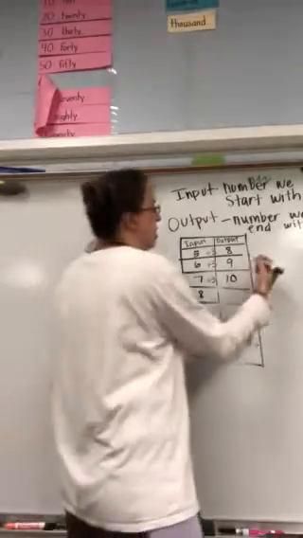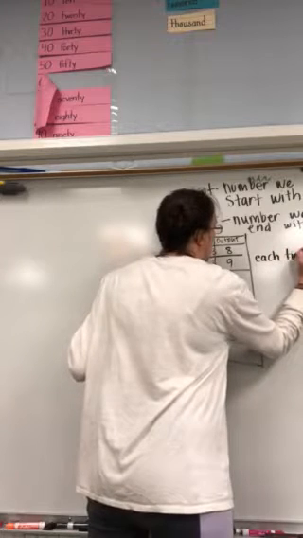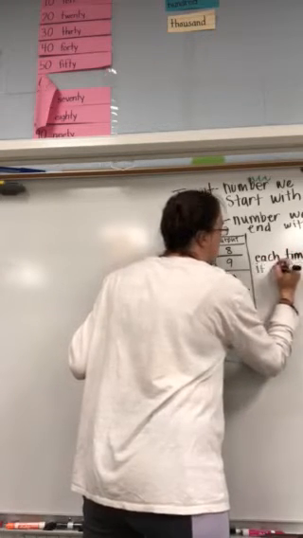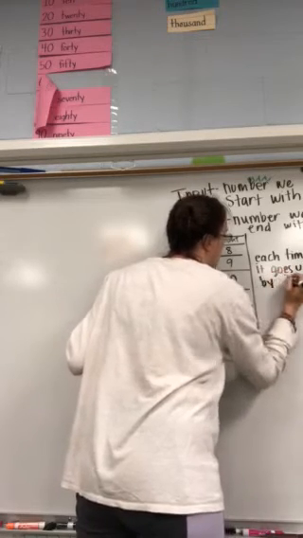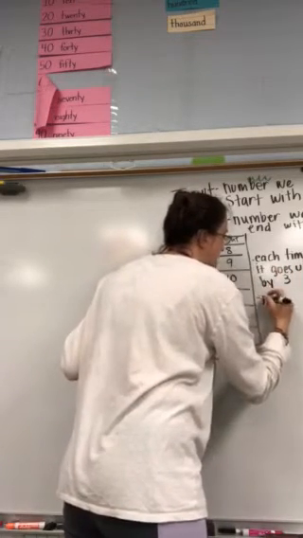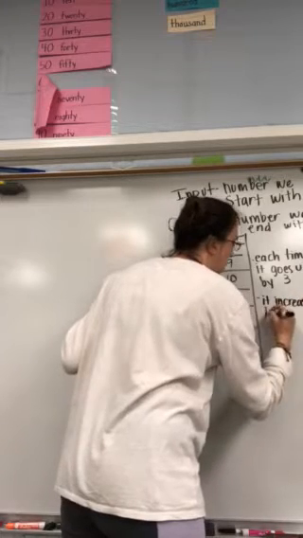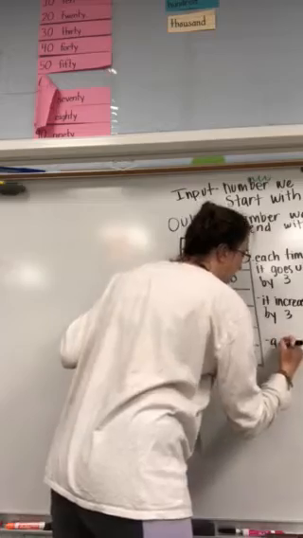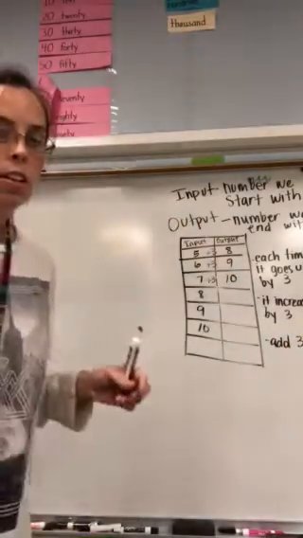So obviously my pattern is, which it's going to be one of your questions, what is the rule? The rule is each time it goes up by 3. Or you can say it increases. That means it gets bigger by 3. Or you can say add 3 more. Or just add 3. Okay?